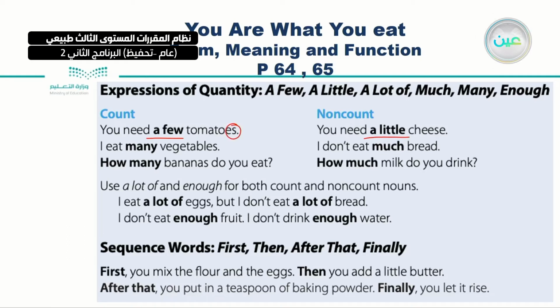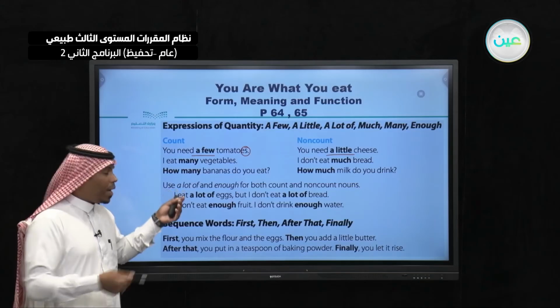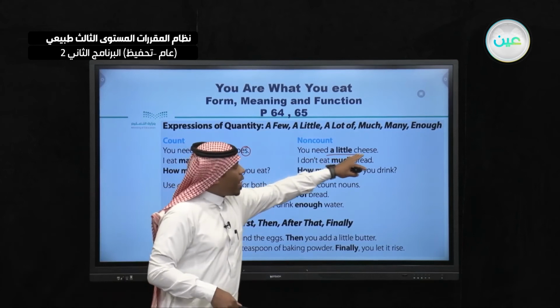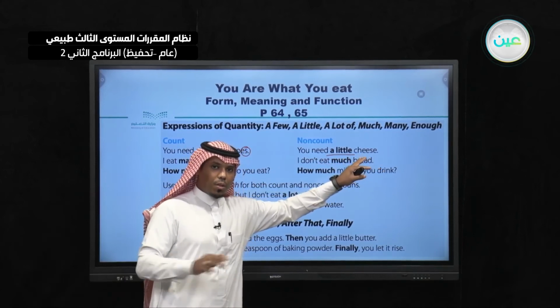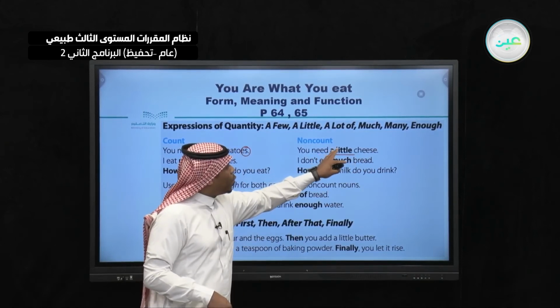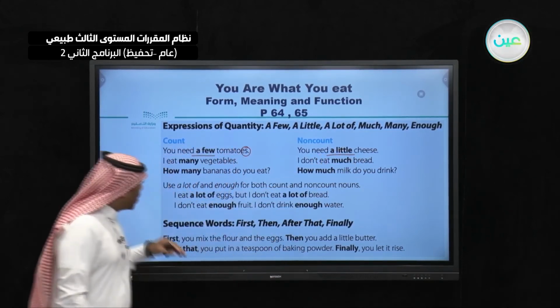Tomatoes. Okay. So this is plural. So I used a few. While here we have cheese. This is non-countable. We cannot use the plural form. Also, we added a little.